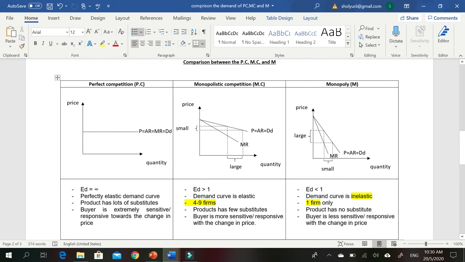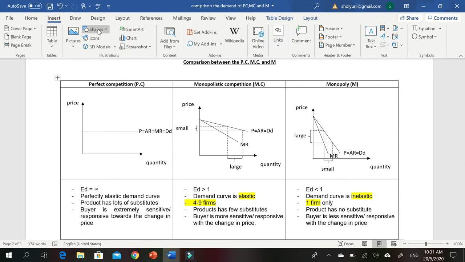While yang ni, sebab dia ada pilihan ni, 4 ke 9 buah firms yang menghasilkan produk yang sama walaupun ada attribute yang berbeza. Sebab tu, demand curve dia lebih elastic. Sebab itulah, dia lebih, orang kata, almost flat. Ini steep kita bagi. Ini flat. Dia ada jadi horizontal line. Sebab perubahan harga yang sedikit akan menyebabkan hilang kuantiti demand yang banyak.